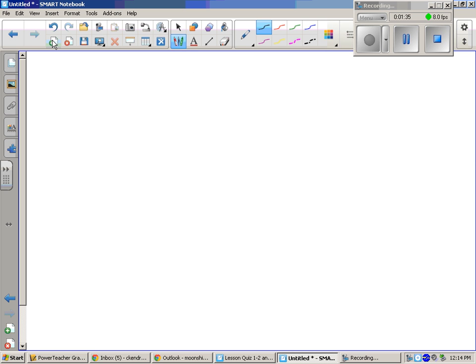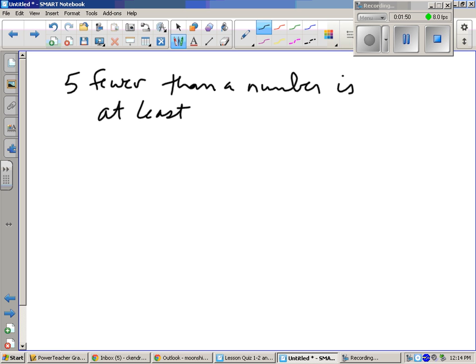The next part, if I give you a sentence, 5 fewer than a number is at least 12, you have to decide, is that greater than or is it less than? So 5 fewer than a number. So if I have n as my number, 5 fewer than that is at least 12.